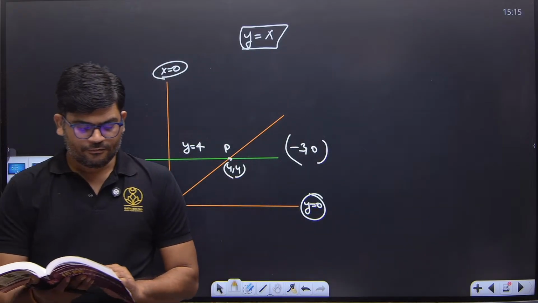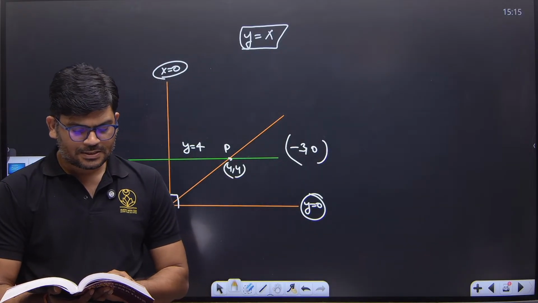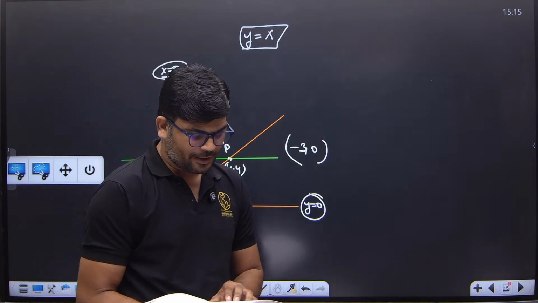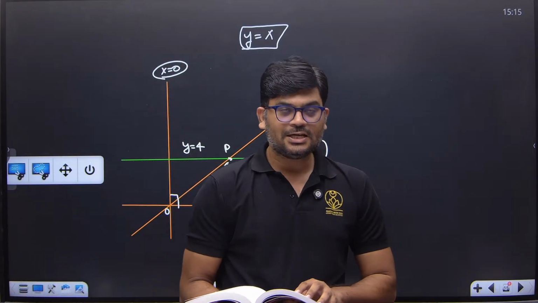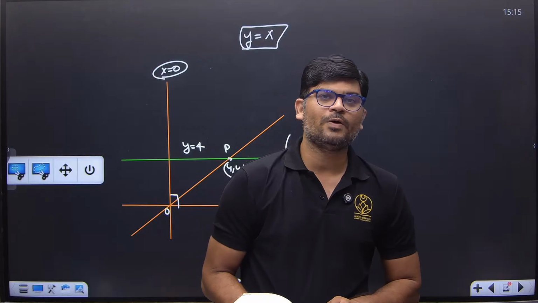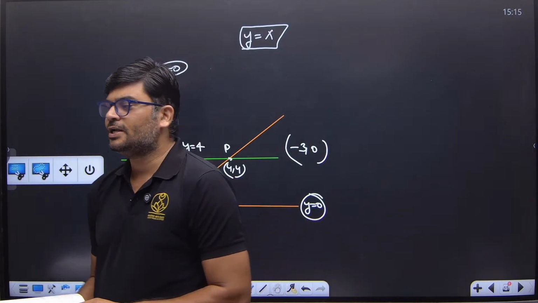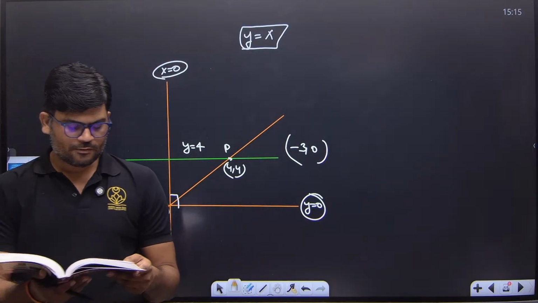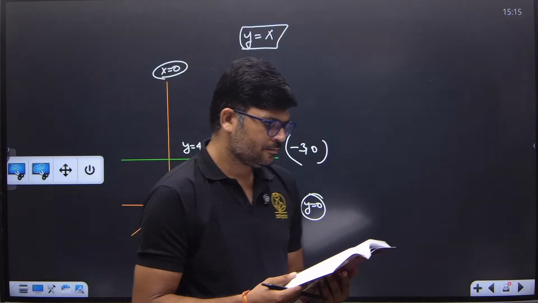Question number 10. Find the equation of a line with x-intercept as 5 and passing through the point. So x-intercept is 5 means it is passing through the point 5 comma 0. So now it is the two-point form. You have got 2 points now, you can make the equation.